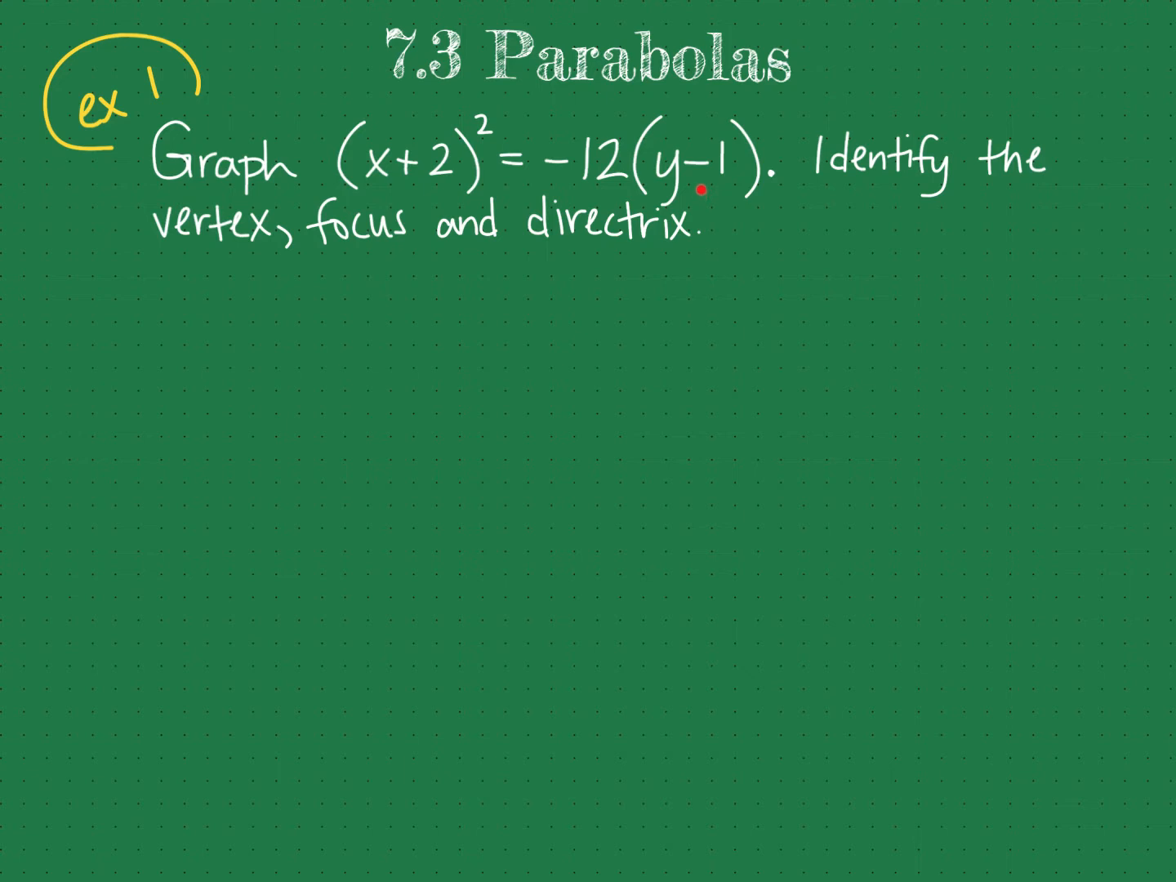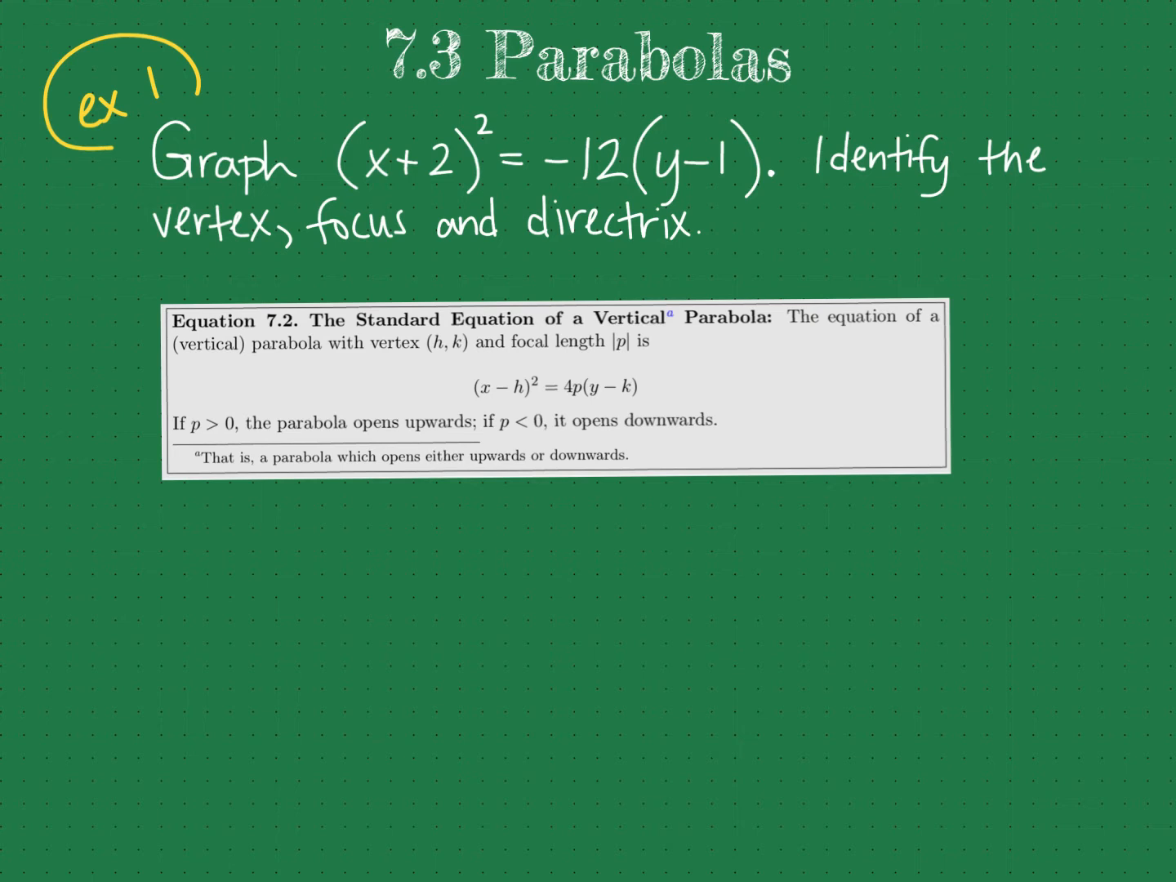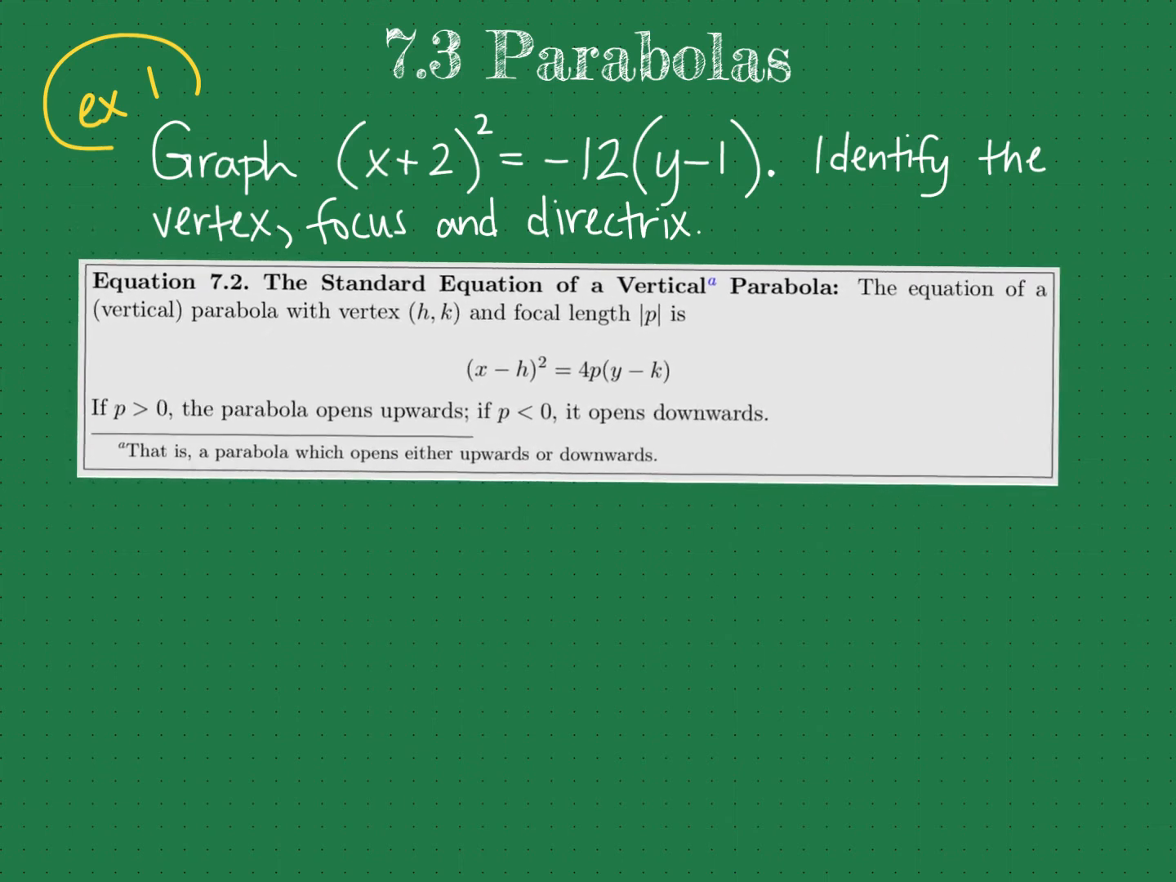Now, parabolas and circles look pretty similar in that they both have parentheses, one with an x in it, one with a y in it. However, parabolas are different from circles in that they're not both squared. Circles, they both would be squared. In parabolas, only one of them is squared. If the one with the x in it is squared, it means we have a vertical parabola, as we can see here. So this is the standard equation of a vertical parabola because x minus h is the factor that is squared. Then we have a 4p out in front, and then we have y minus k.